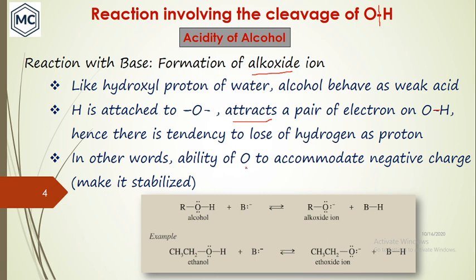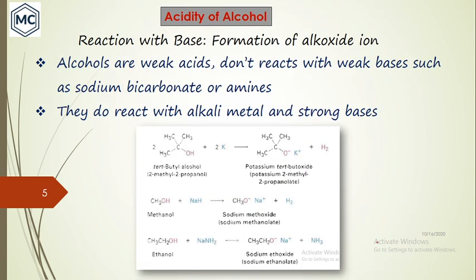In other words, it is the ability of oxygen to accommodate negative charge. Oxygen has an ability to accommodate the negative charge, the lone pair of electrons. Then it is stabilized. So alcohol with base forms an alkoxide, as shown here. For example, ethanol with base forms the ethoxide ion.